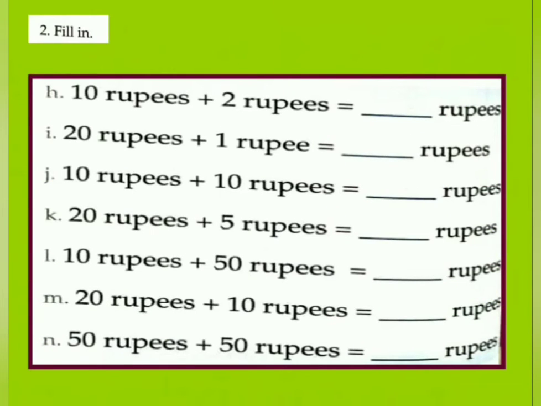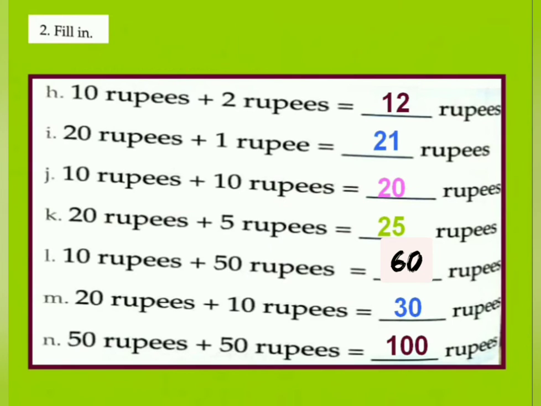Next is 10 rupees plus 2 rupees is equal to 12 rupees. 20 rupees plus 1 rupee is equal to 21 rupees. 10 rupees plus 10 rupees is equal to 20 rupees. 20 rupees plus 5 rupees is equal to 25 rupees. 10 rupees plus 50 rupees is equal to 60 rupees. 20 rupees plus 10 rupees is equal to 30 rupees. 50 rupees plus 50 rupees is equal to 100 rupees.